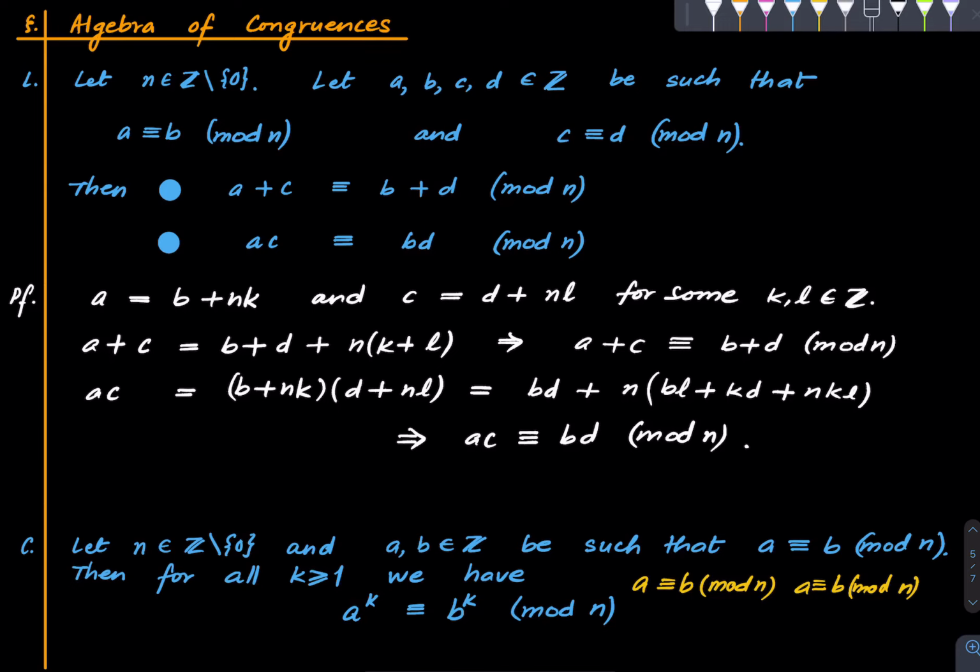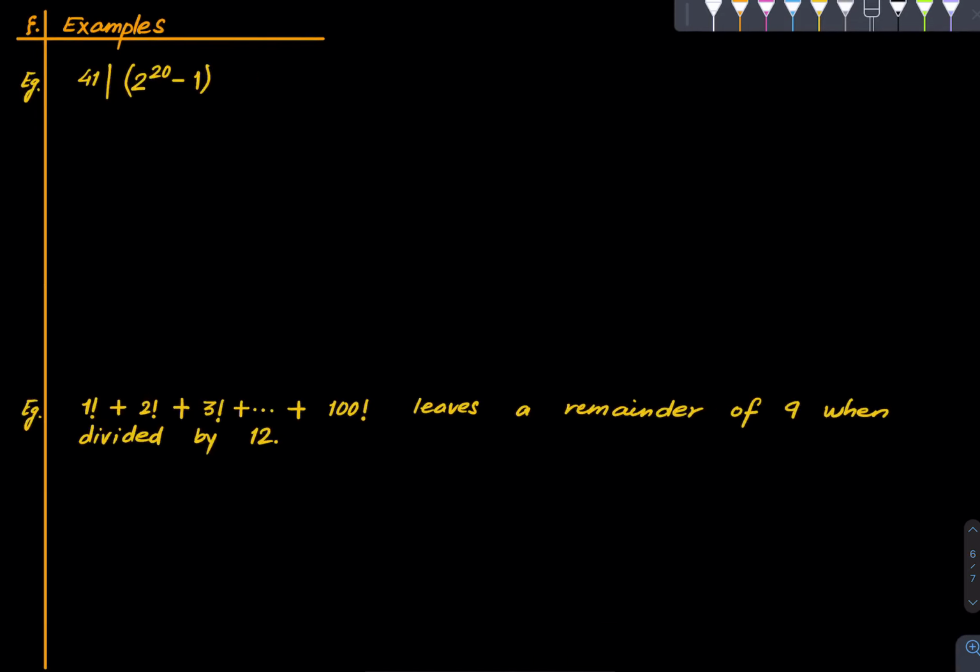All right. And now let us see examples where we use this thing. First is 41 dividing 2 to the 20 minus 1. Now this looks a bit daunting, because 2 to the 20 is a big number. You can calculate it, write it down, and then divide like you do in high school and show that the remainder is 1, and therefore you'll have shown this. But using modular arithmetic, this is much, much simpler.